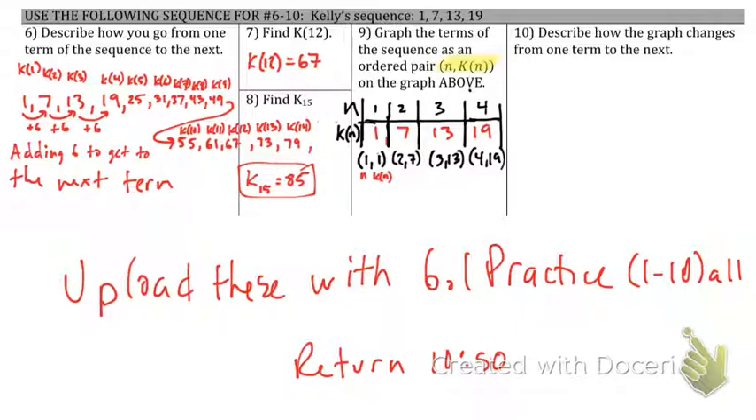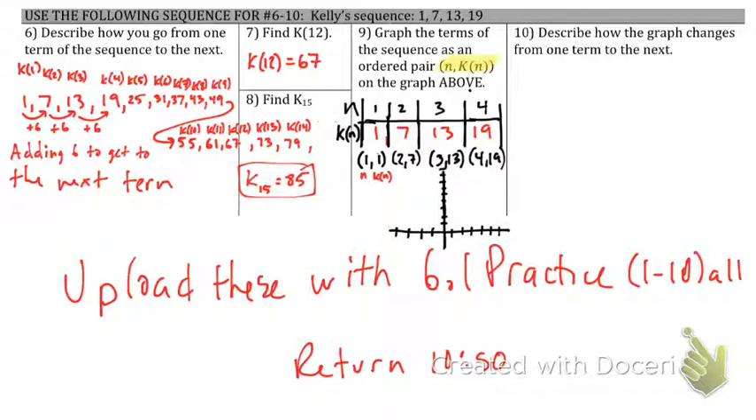This would be 4, 19. And then we would graph this using a graph. So let me just graph that really quick. I'm just going to sketch it, so it's not so accurate, but you get the idea. We'll go by 2s: 2, 4, 6, 8, 10, 12, 14, 16, 18, something like that.